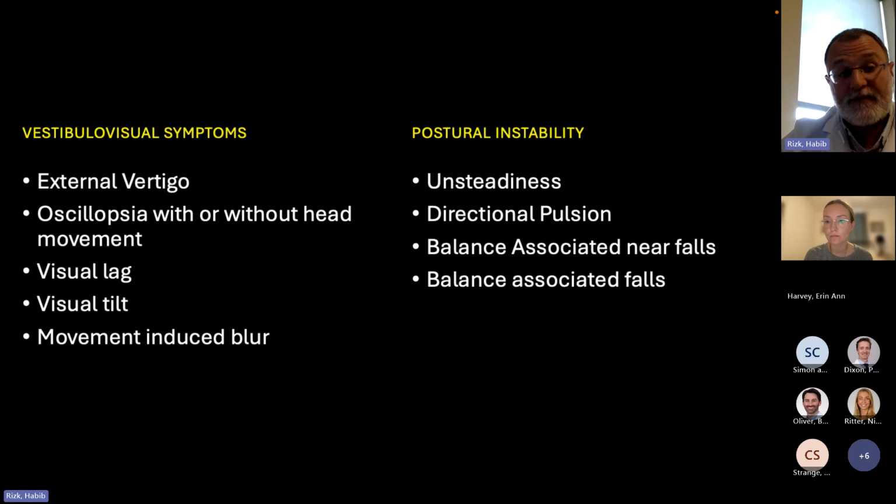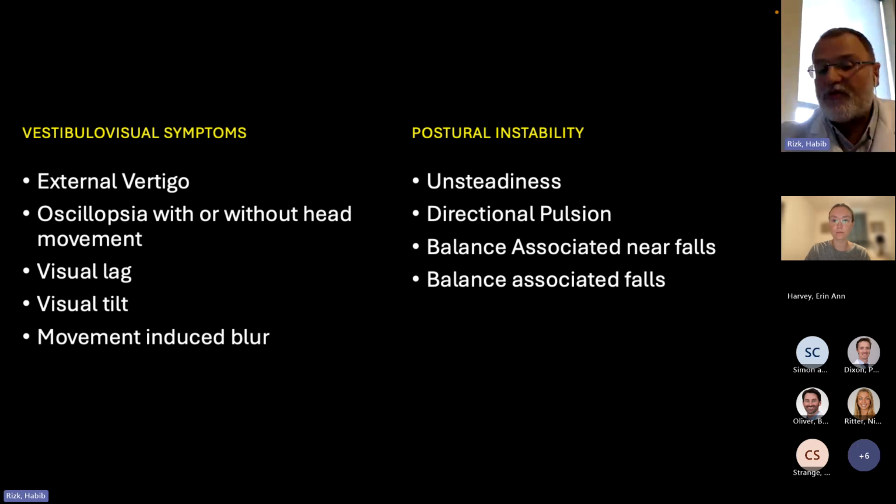A sense of spatial disorientation that they call dizziness that can be spontaneous or triggered. Vestibular visual symptoms, which include the external vertigo as we recognize it in BPPV and neuronitis, but also include oscillopsia, which is the sense of movement of the environment with or without head movement. So oscillopsia with head movement is a hallmark presentation of bilateral vestibular hypofunction. Without head movement, it can be due to a spontaneous nystagmus, like a downbeat nystagmus that is very intense.